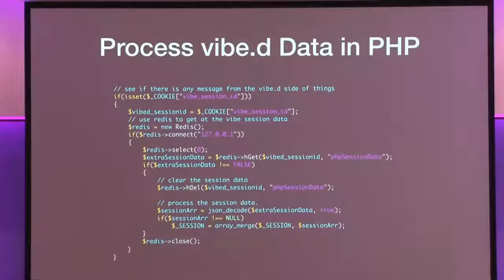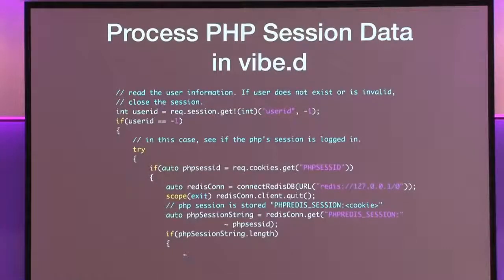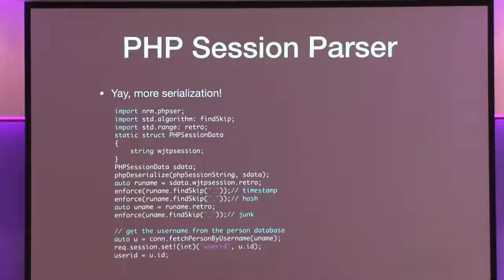On the D side, this is specifically for seeing who's logged in, because I wanted to leave the login interaction to the PHP until I turn all the PHP off, and then it will switch to D. But first I'm checking to see, do I already have a logged in user in my vibe.d session? If I don't, look at the cookies, see if I can get the PHP session data. And if I have it, more serialization.